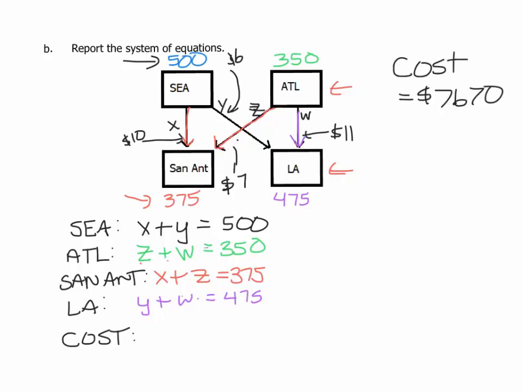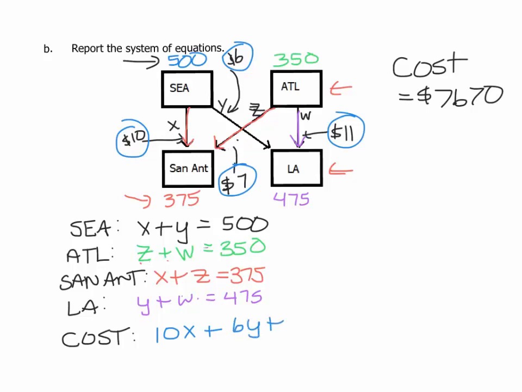If you go back and look at the problem statement, it says the cost was $7,670. So all we need to do is build a cost based on these individual per unit costs that we were given. The cost for each unit from Seattle to San Antonio was $10. We have X units going that way, so the cost for the Seattle to San Antonio units is going to be 10X. The cost for the units going from Seattle to LA was $6, and we have Y units there.